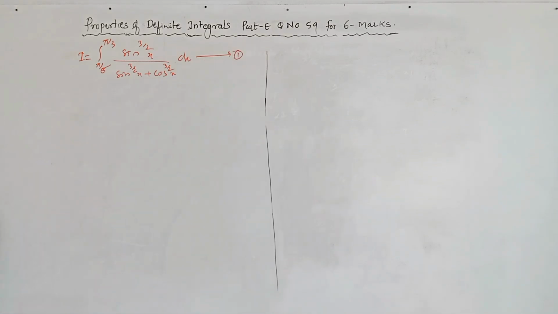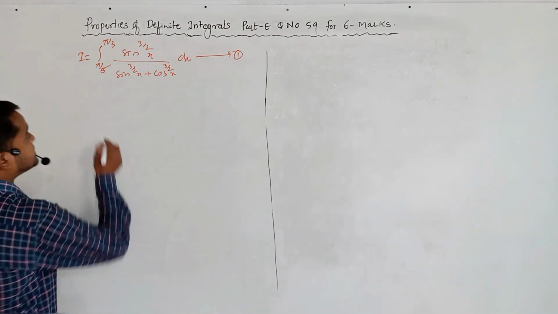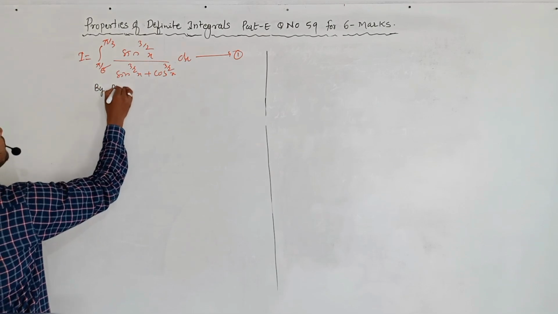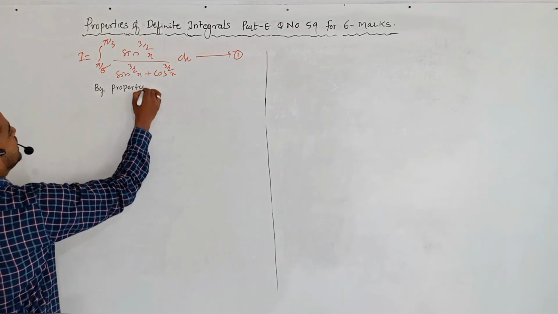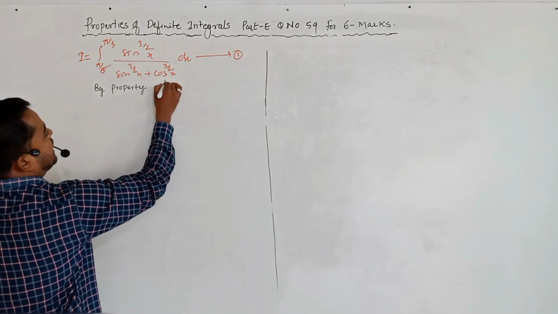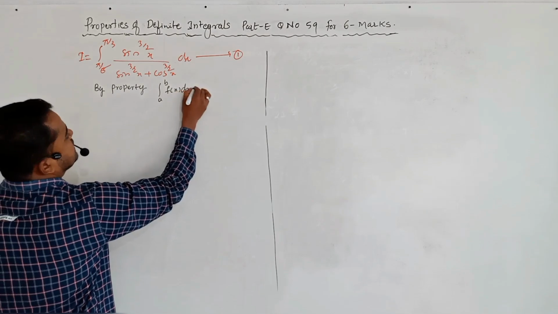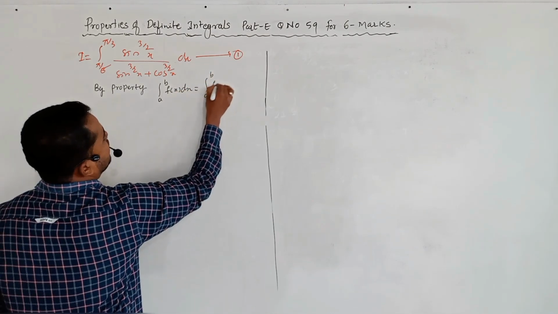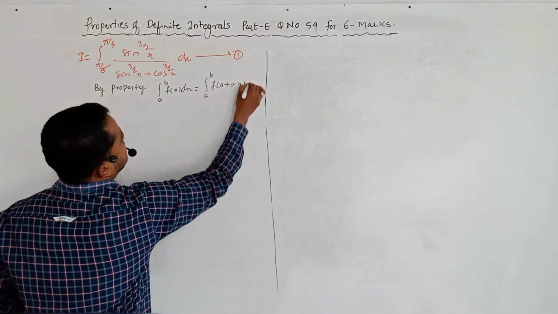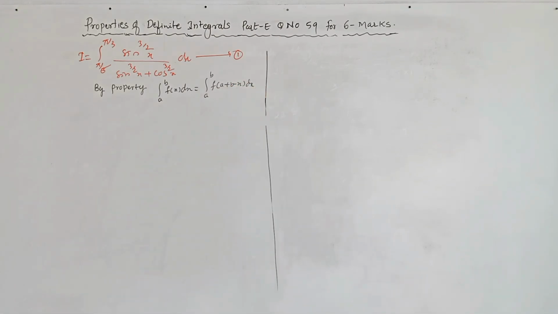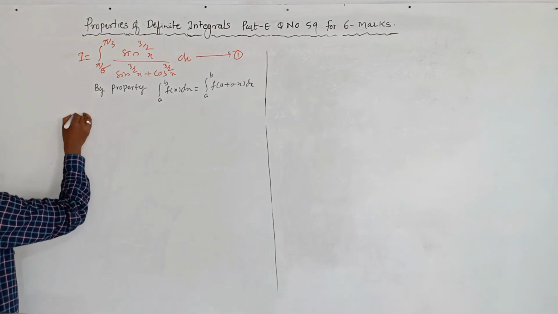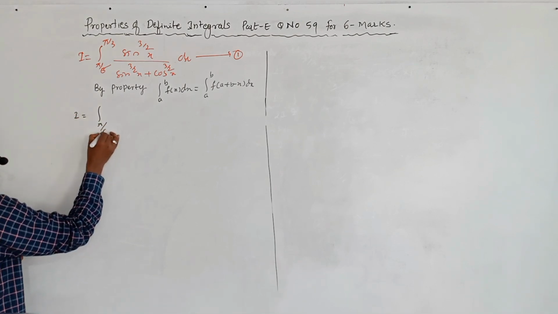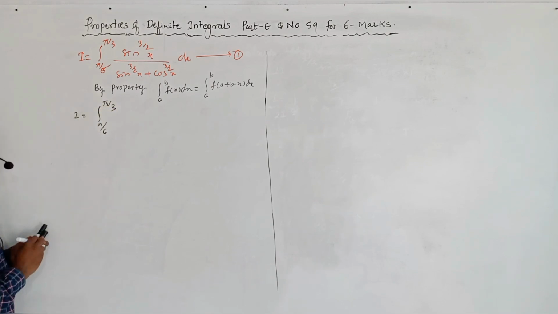By the property, the integration of a to b of f(x) dx is equal to the integration of a to b of f(a plus b minus x) dx. This is the property. See here, I is equal to the integral from 5π/6 to 5π/3. Wherever x is there, x changes to 5π/6 plus 5π/3 minus x.